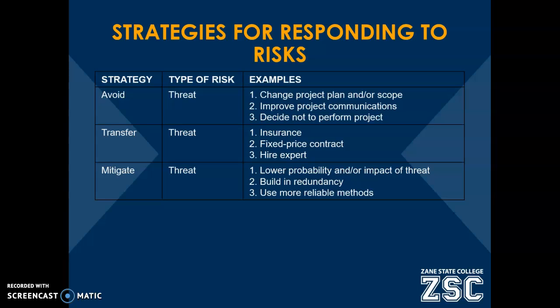And then there are ways to mitigate threats. We could take some steps to try to lower the probability of a threat occurring or lower the impact of a threat. For example, using safety equipment properly can lower the probability of an accident happening or minimize the impact of that accident. You can build in redundancies, so you've got backup plans in case one thing fails, something else can take its place or fill in. Or if there are different methods that you could choose from, you can go with the more reliable one. Maybe it takes more time, maybe it's more expensive, but it could potentially reduce the risk if it's more reliable.